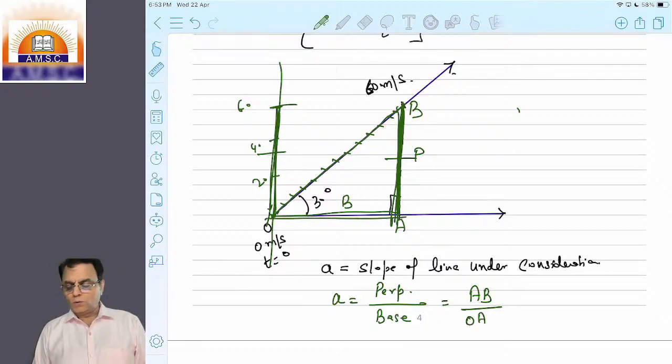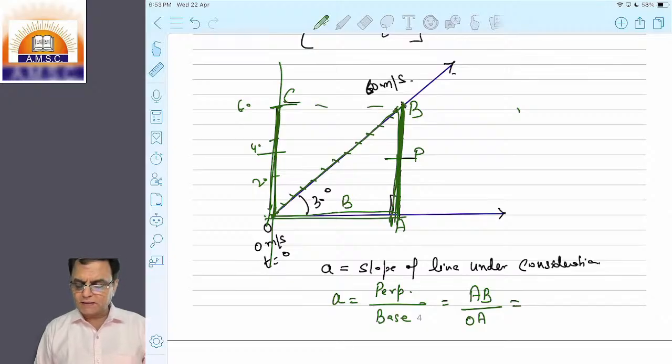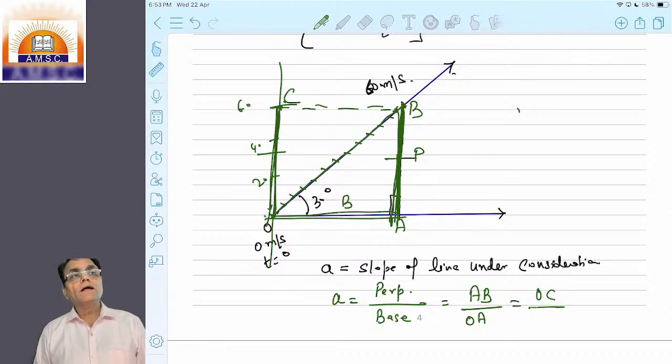OA. What is the length AB corresponds to? AB corresponds to, अगर मैं सपोज इस वैल्यू को C कह दूं, isn't it? AB is equal to OC. कंस्ट्रक्शन किया मैंने, इसको ज्वाइन किया. AB is equal to OC. Right? And OA remains OA. What is the length of OC? 60. What is the length OA?